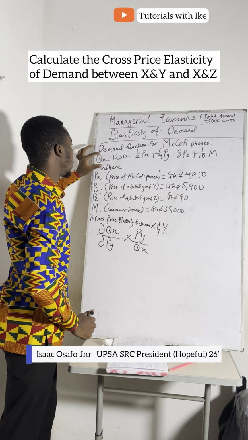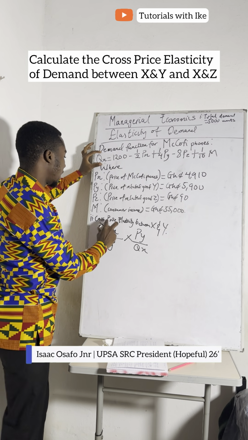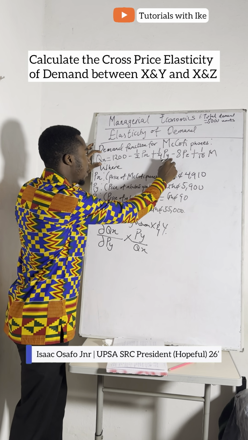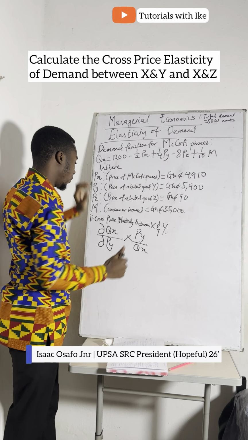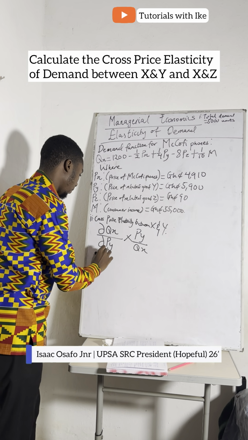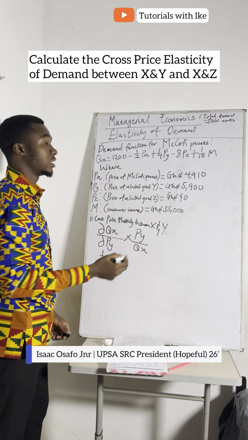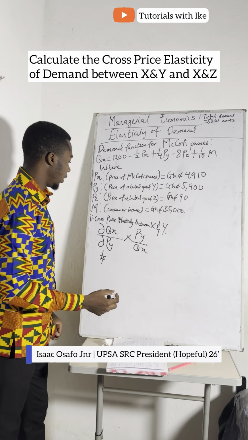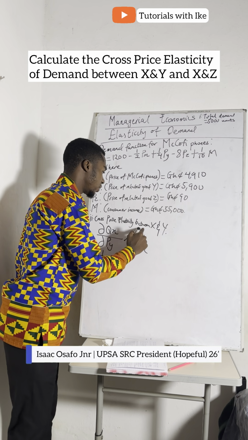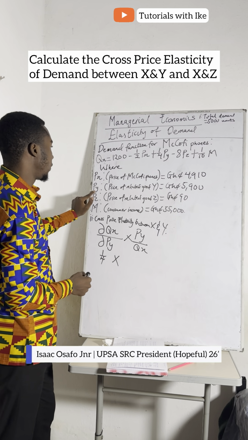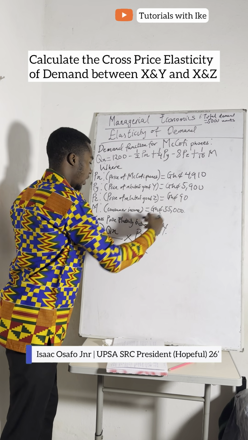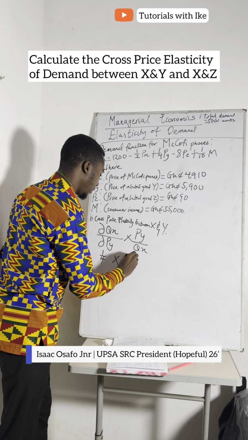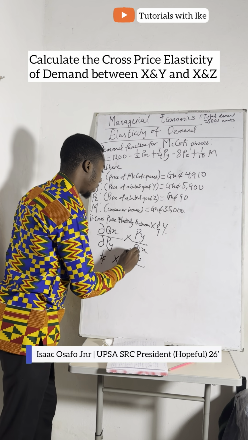Do you get it? So this is our demand function, our QX. That's the one at the top. Then the coefficient of Py. The coefficient of Py is 1 over 4. So we write it here, 1 over 4. 1 over 4 is the same as 0.25, so you can just write 0.25 there. Then times the price of Y. The price of Y has been given to you here as 5,900. So times 5,900 over the quantity of X.